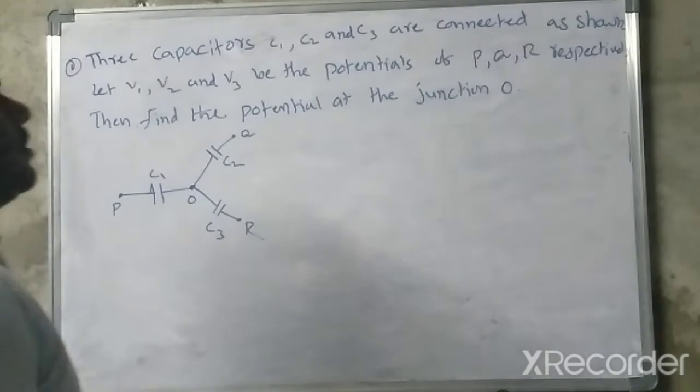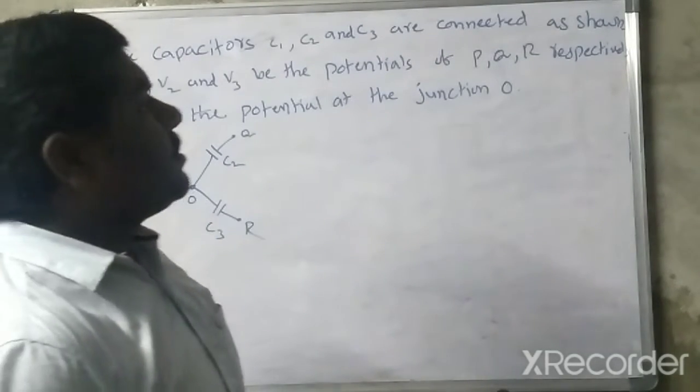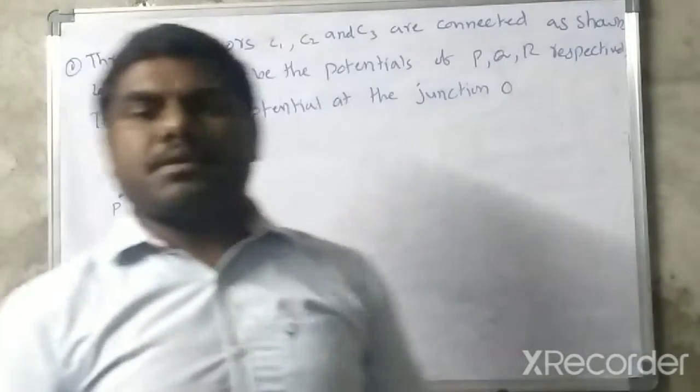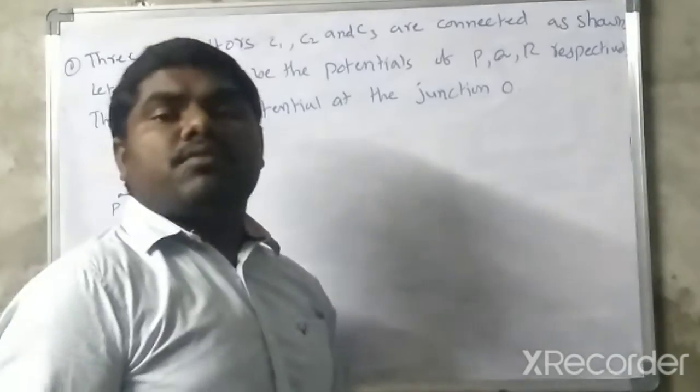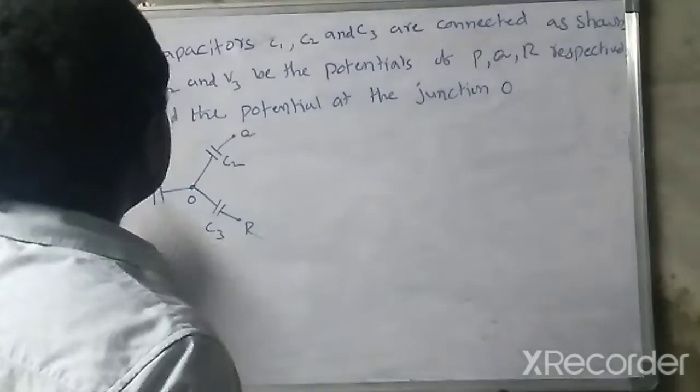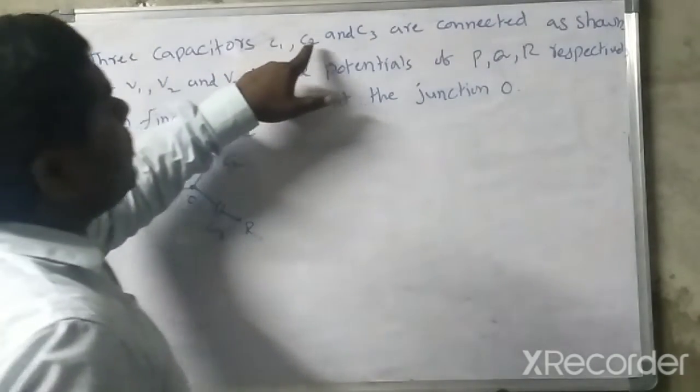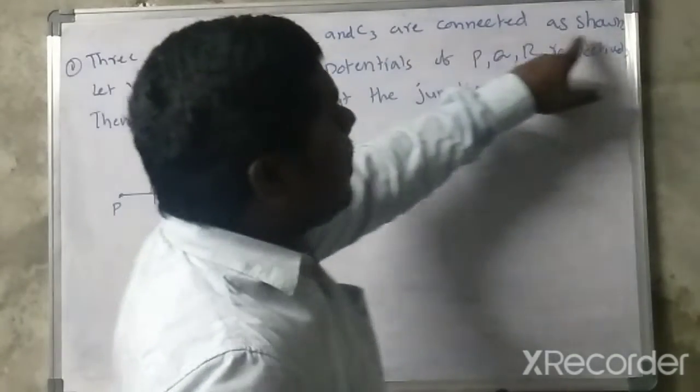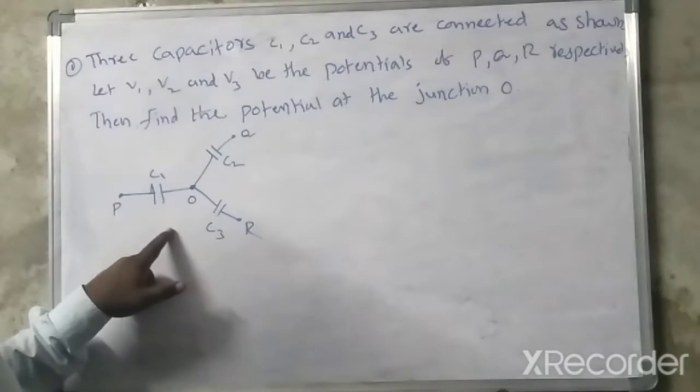Let us discuss capacitance problems. In the first model, three capacitors C1, C2, C3 are connected as shown in the figure.